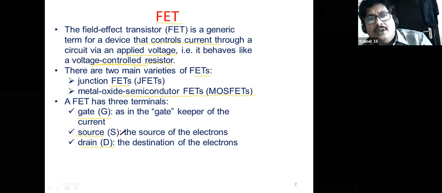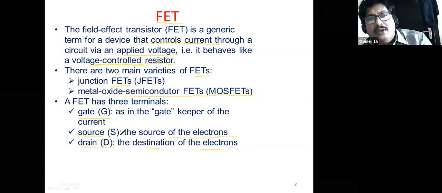But here, in this MOSFET or FET, there is the source and the drain. The drain is the destination of the electrons, whereas in the transistor the destination is the collector. From the emitter, the electrons are emitted, and the collector receives the electrons.